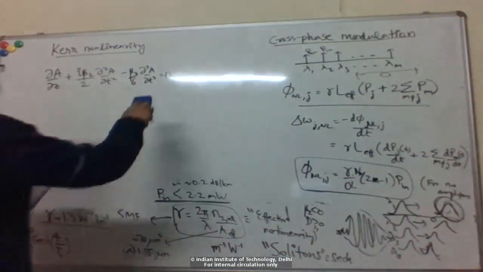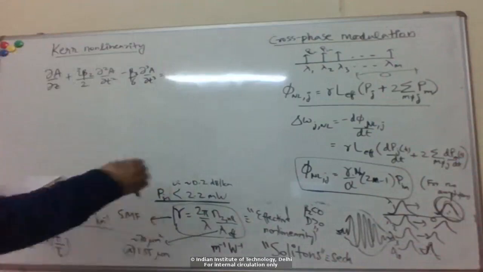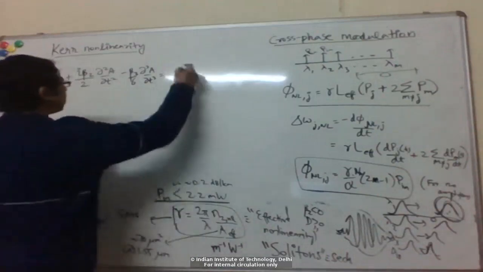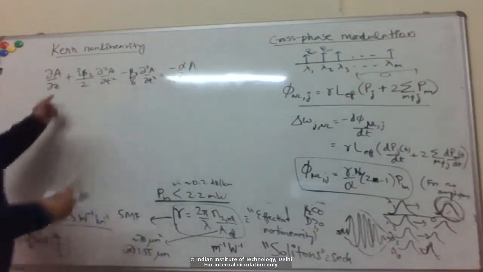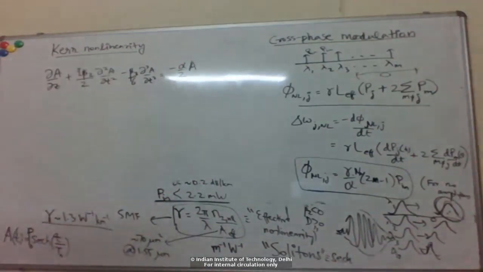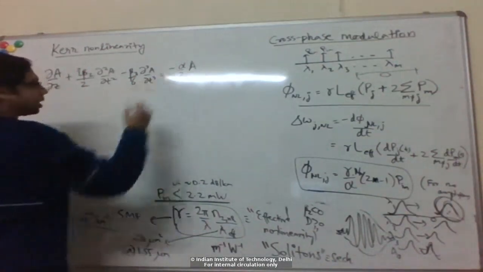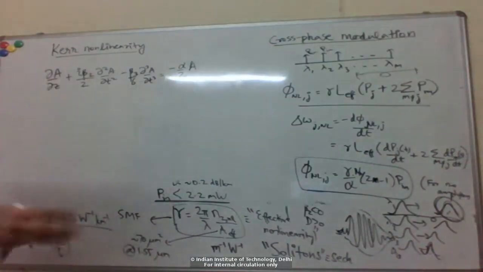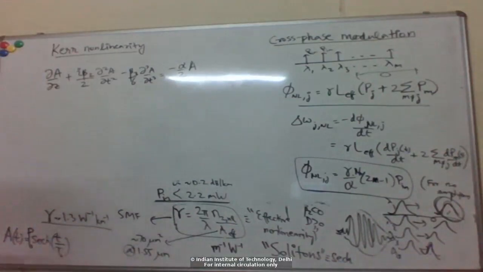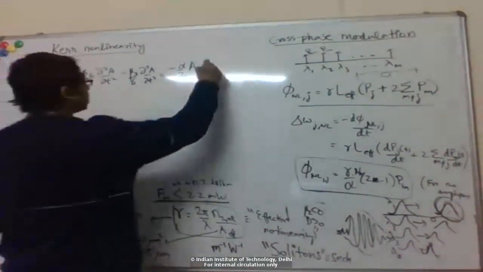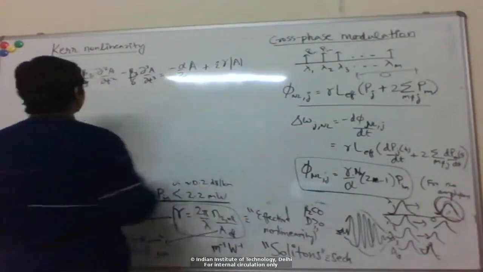So now we can add more terms to this propagation equation if you want to include more effects. For example, if you just want to include linear loss, you can add a linear loss term, just a simple propagation loss. So alpha by 2, because this is the amplitude, which is the square root of the intensity or power. And then if you want to include this Kerr nonlinear term also, we can do that.